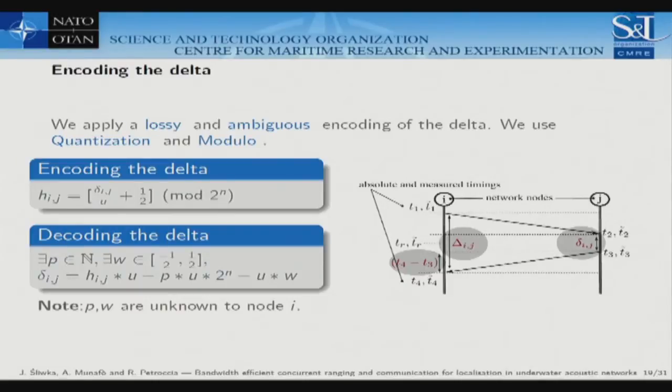Yes, so it's an ambiguous encoding which uses the modulo, and this ambiguity appears when you try to decode the data. So the quantization error appears here, and here appears the modulo error, the ambiguity, and P is a natural number and known. This maybe starts to remind me of the thing I heard today about the quantized real strings, P, which is actually unknown to the node I.